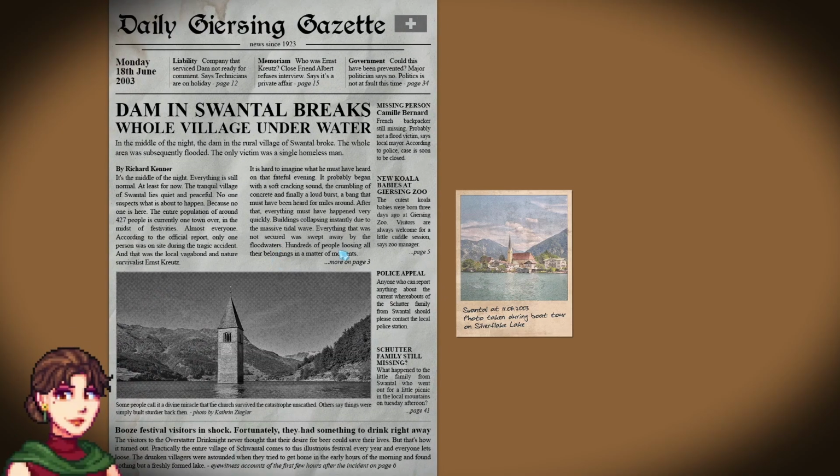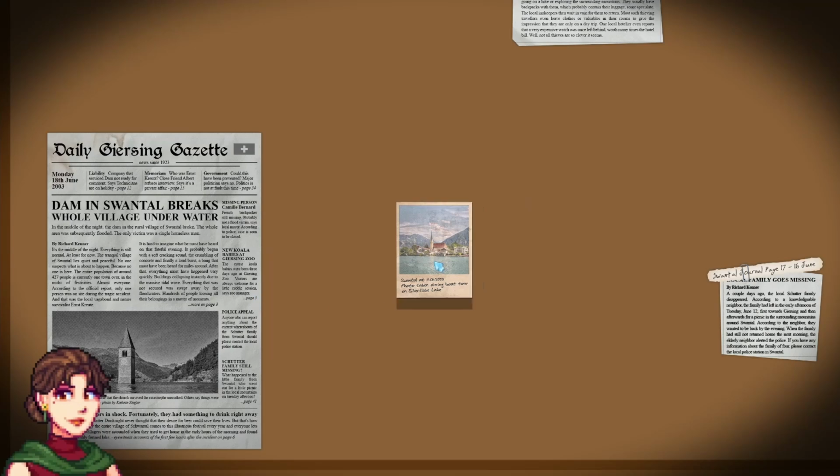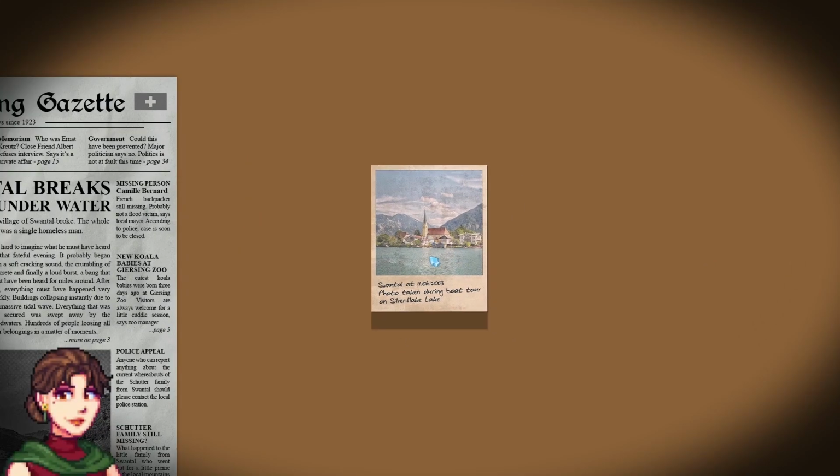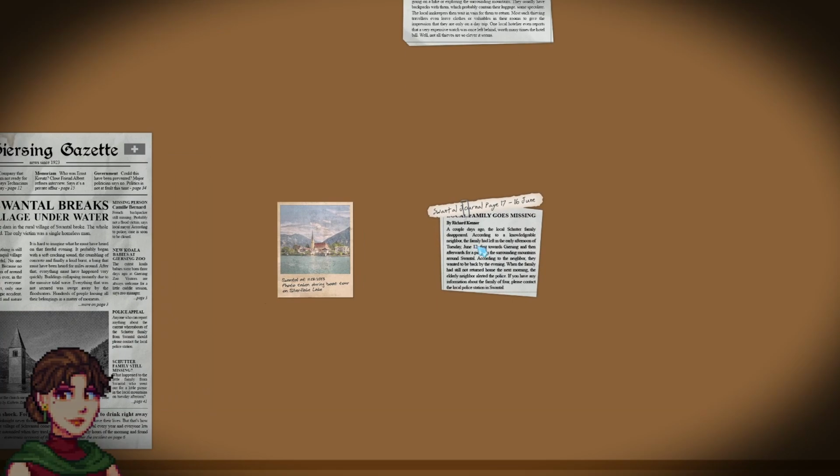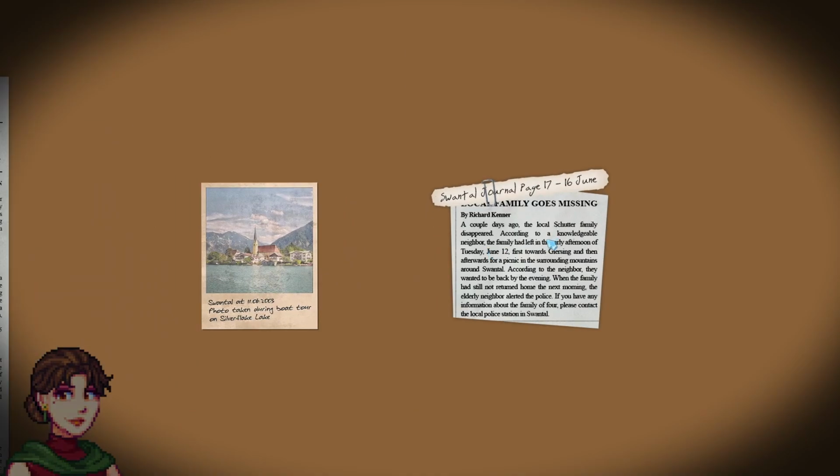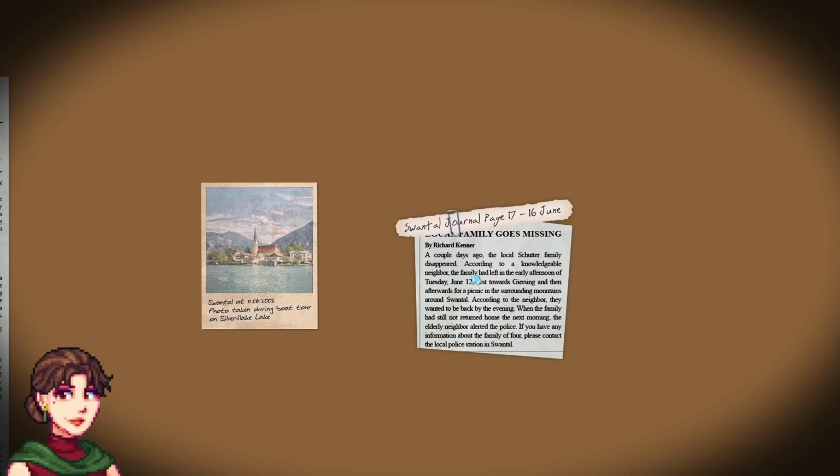Can I flip this? I don't think so, no. Okay. This photo taken during the boat tour. Yeah, that's not it. Local family goes missing.